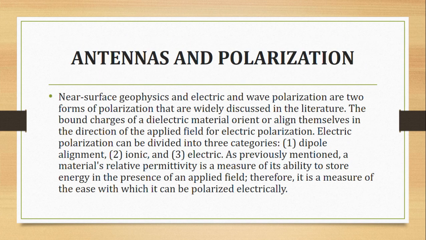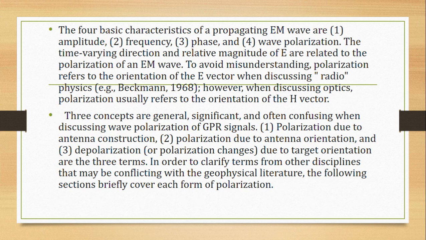Antennas and polarization. In near-surface geophysics, electric polarization and wave polarization are two forms of polarization that are widely discussed in the literature. The bound charges of a dielectric material orient or align themselves in the direction of the applied field for electric polarization. The four basic characteristics of a propagating EM wave are amplitude, frequency, phase, and wave polarization. Three concepts are general, significant, and often confusing when discussing wave polarization of GPR signals.